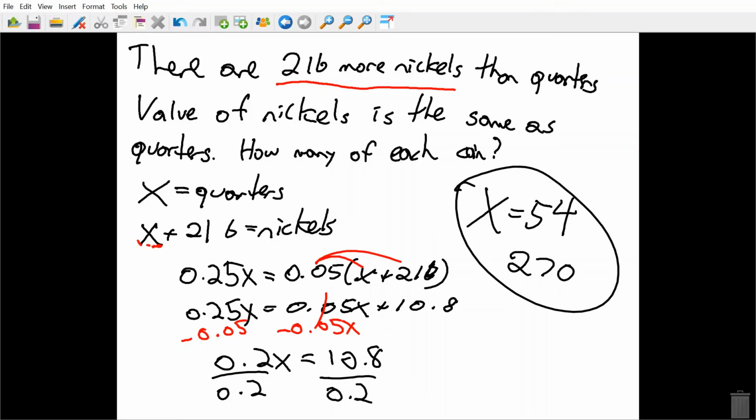In this case, the value of the quarters is 0.25x, and the value of the nickels is the same, so the value of the nickels equals the value of the quarters, so 0.05 times (x plus 216), because there are 216 more nickels than quarters. Here we're going to distribute to get rid of our brackets, minus the 0.05x from both sides, and then finally divide by 0.2, and we are done.